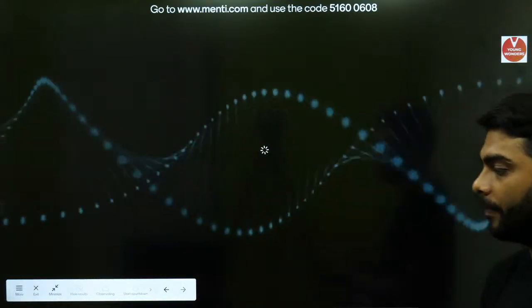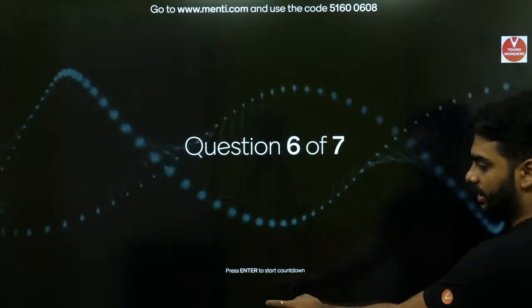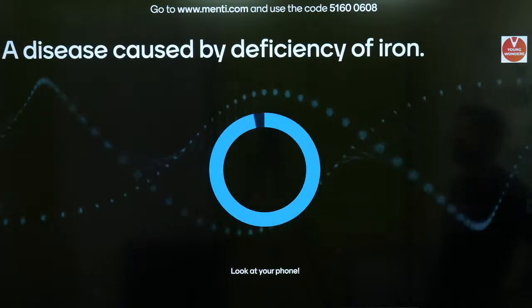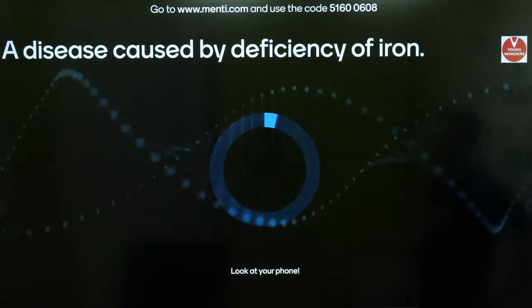Chalo. Easy peasy, Japanese question number 6 on your screens. Now, come on. Very, very easy. Let's move ahead. A disease caused by deficiency of iron. Iron man, हम सभी को बनना है.